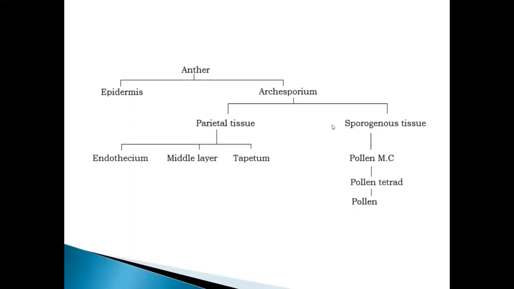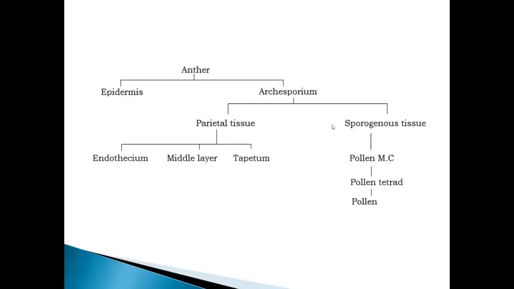But in many cases there are only two, and sometimes even only one. In China rose or lady's finger, we observe only one chamber. Within each pollen sac, there is a fine powdery or granular mass of cells. These are called pollen grains, also known as microspores. Microspores and pollen grains are the same. Pollen grains are produced in large quantities in the pollen sacs.